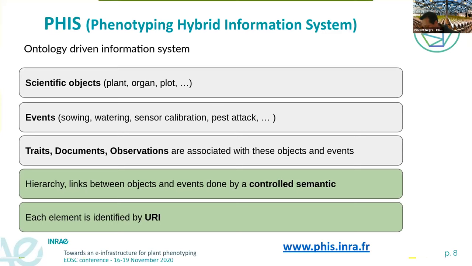The main concept is the scientific object, which could be a plant, organ, plot, or whatever entity being measured. We also record events, which give some information about the context of the measure. Traits, documents, and observations are associated with these objects and events. We also support a hierarchy and links between these objects and events. And this hierarchy and links are done by following a controlled semantic. And last, but not least, each element is identified by a unique resource identifier.